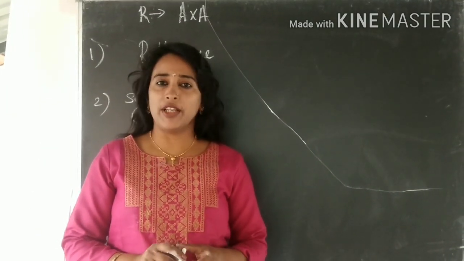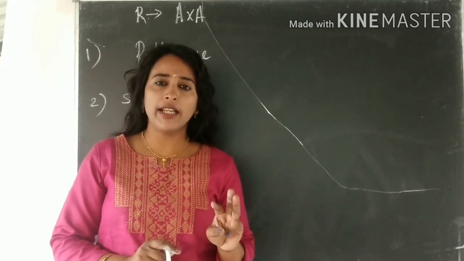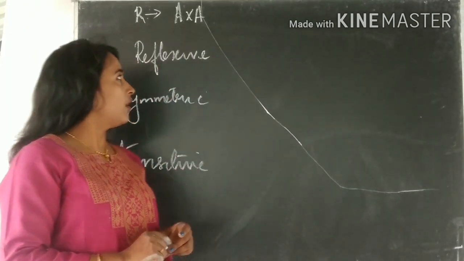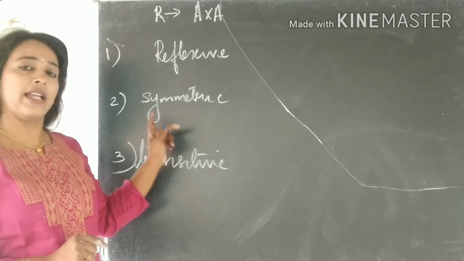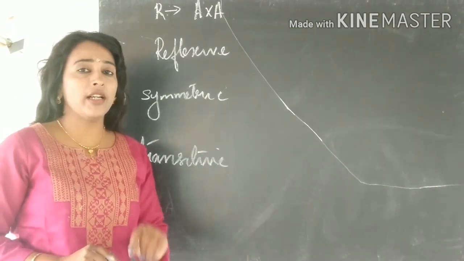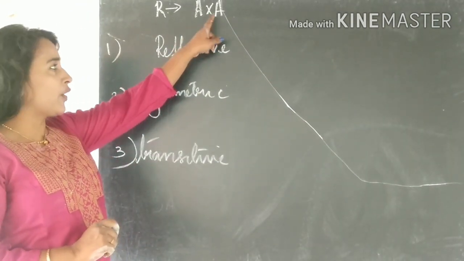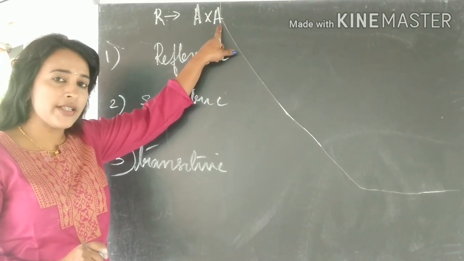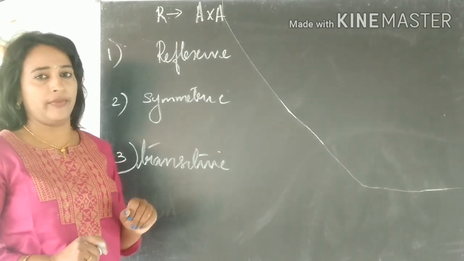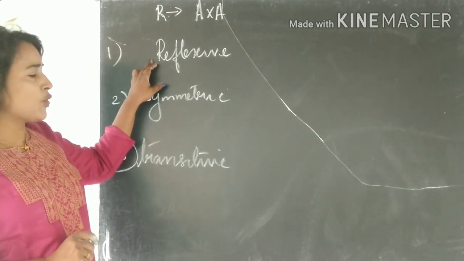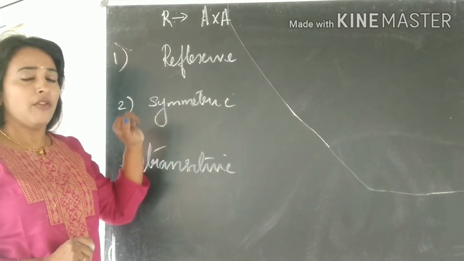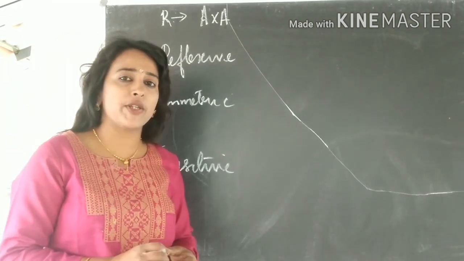Now, types of relations. There are three types of relations: reflexive, symmetric and transitive. And here we are considering A cross A, and the relation is defined on this A cross A. Now move to the first one, reflexive. When is a relation said to be reflexive?